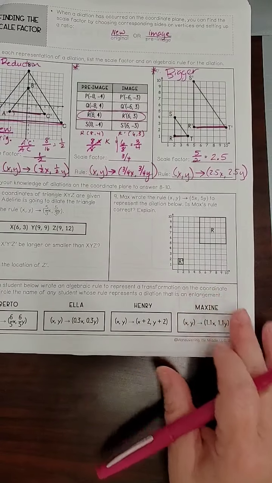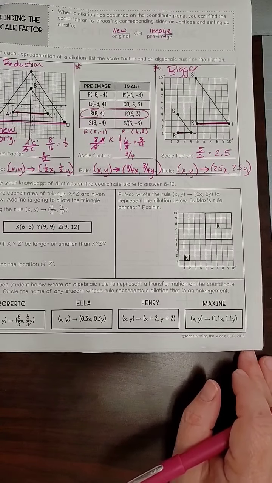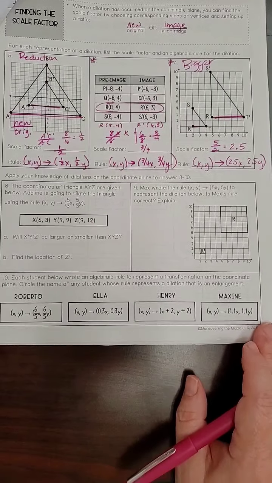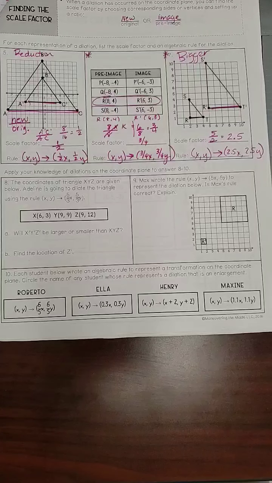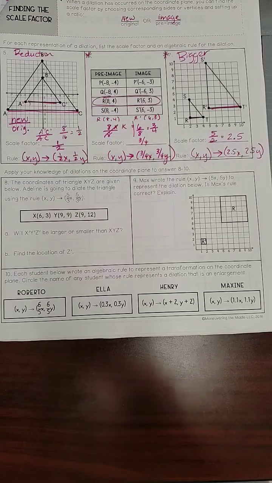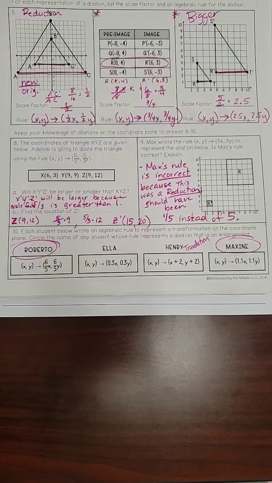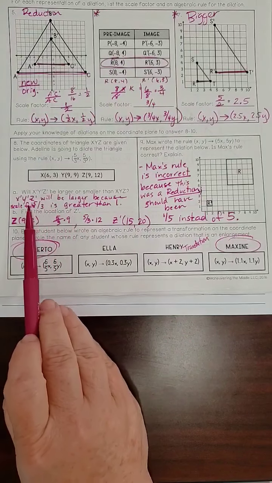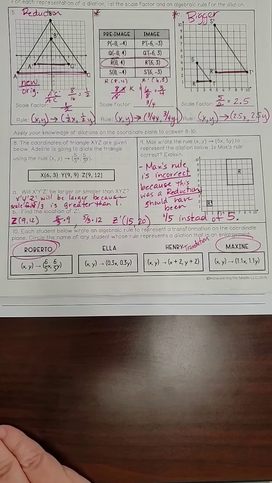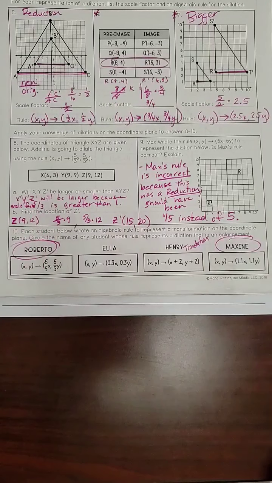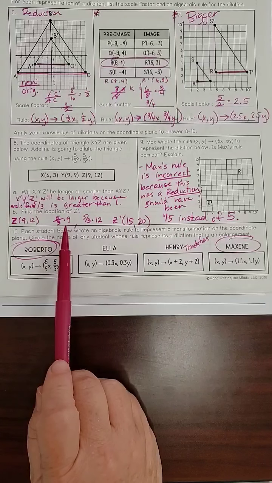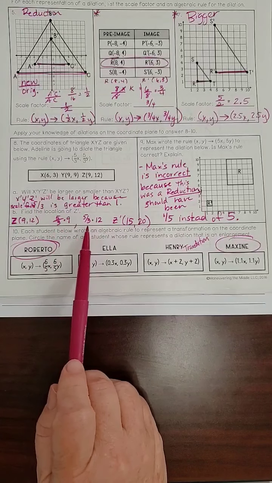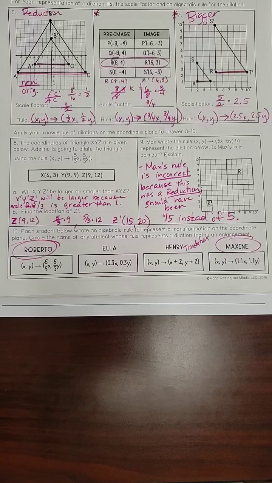All right, for numbers 8 through 10 at the bottom, I'm going to ask that you work on your own. You turn off the video, and when you're ready to check your answers, you can turn it back on. Right, so here we are. 5/3 was the scale factor, so X prime, Y prime, Z prime will be larger because 5/3 is greater than 1. Find the location of Z prime. Z was at (9, 12). When I multiply each one times 5/3, I get Z prime at (15, 20).